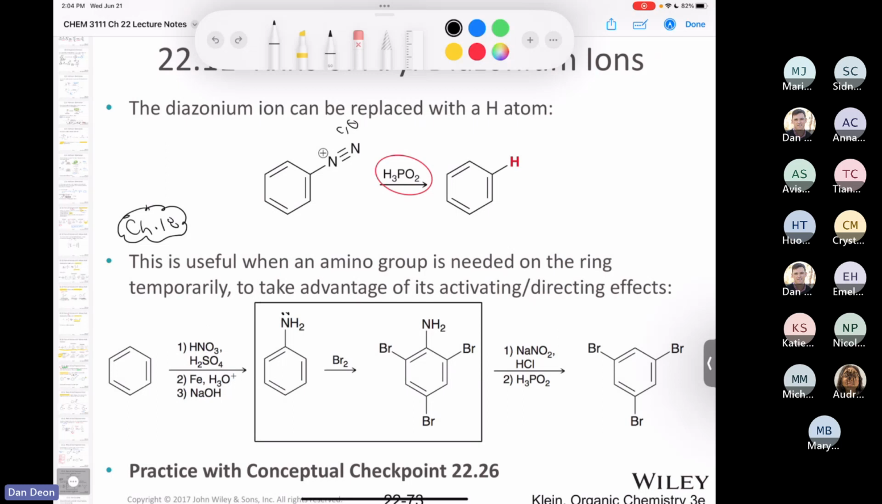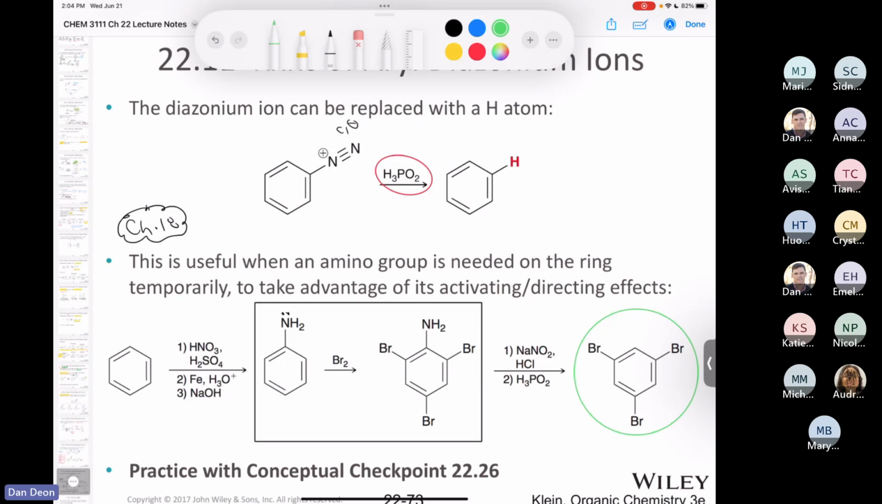And the synthetic utility is really based on this molecule here. We would call this 1,3,5-tribromobenzene. And based on everything that I've taught you until this point, we have no way to make this molecule whatsoever. We don't know any way to do it. But now, based on this reaction with hypophosphorus acid, we can do it. So the idea is this, and it's a very specific synthesis that the book is interested in.